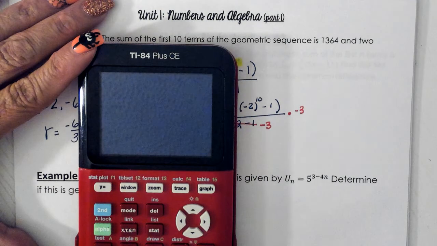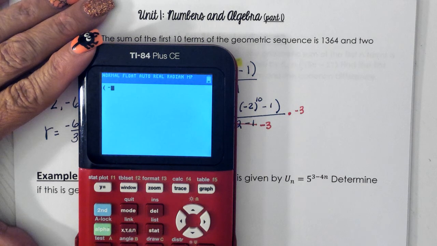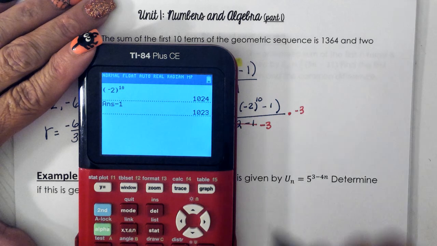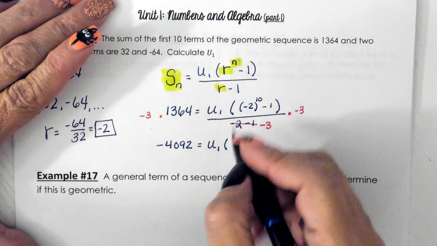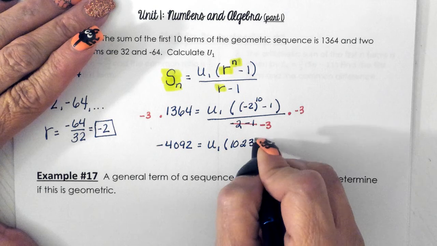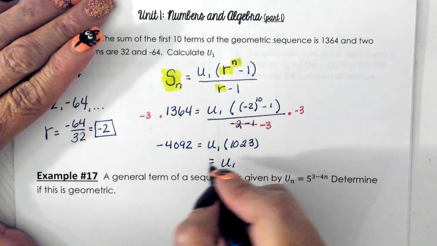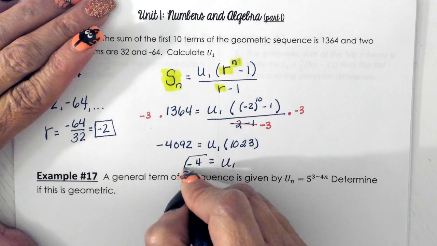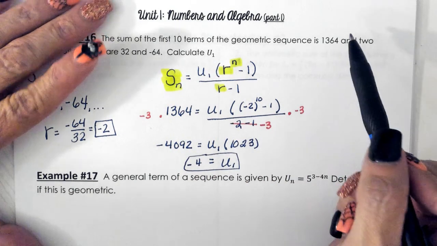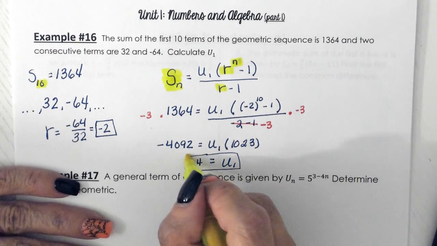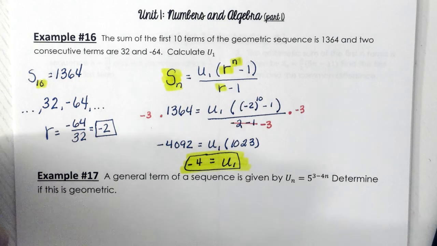So let's remember, that calculator is picky about this. Negative 2 to the 10th power is 1024. And then I need to subtract 1 from it. So it's 1023. So u sub 1 equals, I'm going to divide both sides by that, and I got negative 4. The question just wanted me to calculate that. There we go, u sub 1.